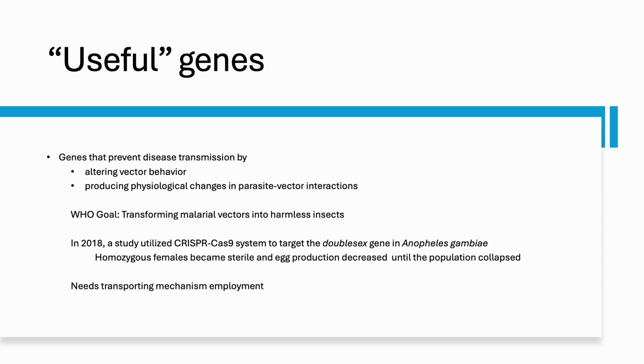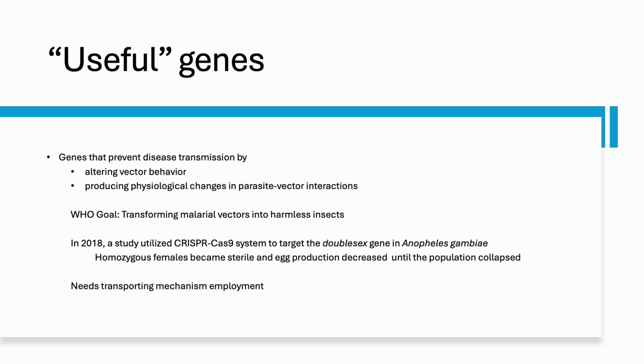Neither male development nor fertility was affected, but homozygous females became sterile through this gene editing. The highly conserved nature of the exon 5 boundary caused a 100% prevalence within 7 to 11 generations of this species. Ultimately, this led to egg production decreasing and the population collapsing.